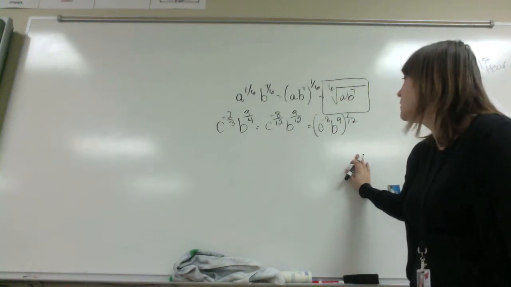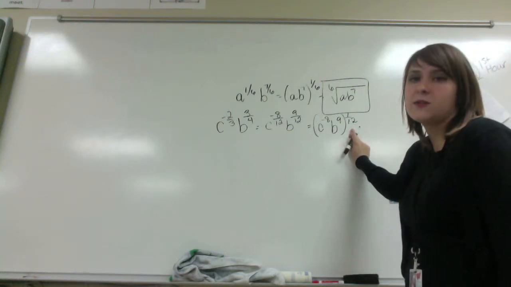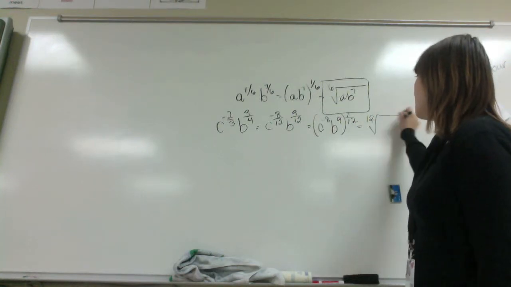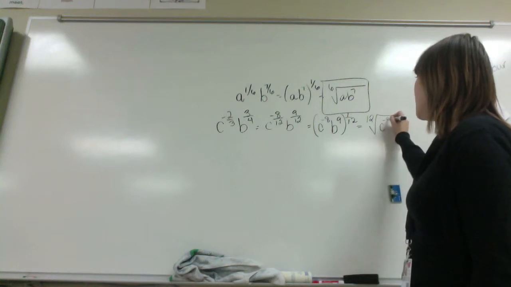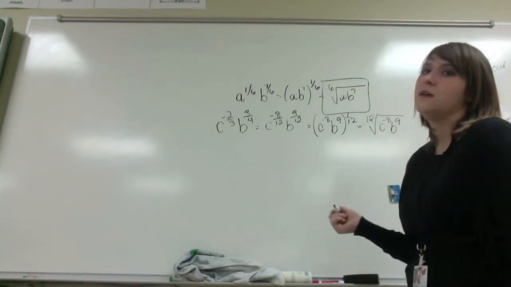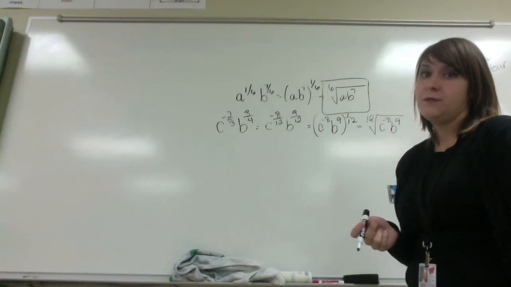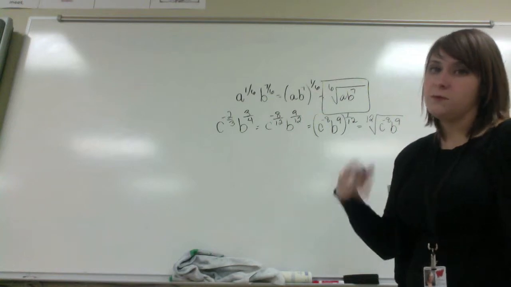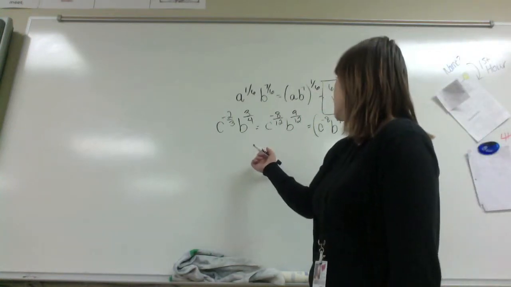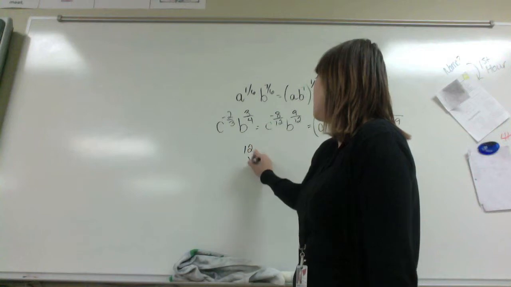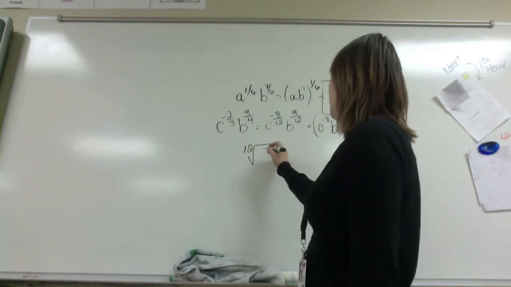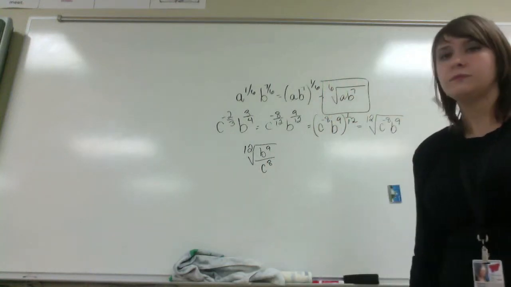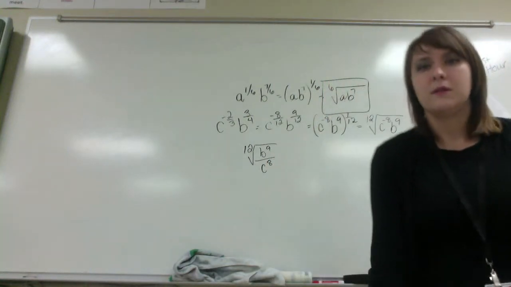Okay. Then I know that since this is to the 1 over 12, that's the same thing as the 12th root. So I've got the 12th root of c to the negative 8, b to the 9. Now, I don't like that negative, so I'm going to use my negative exponent theorem. I'm going to move that to the denominator. So I will have the 12th root of b to the 9th over c to the 8th. Not so bad.